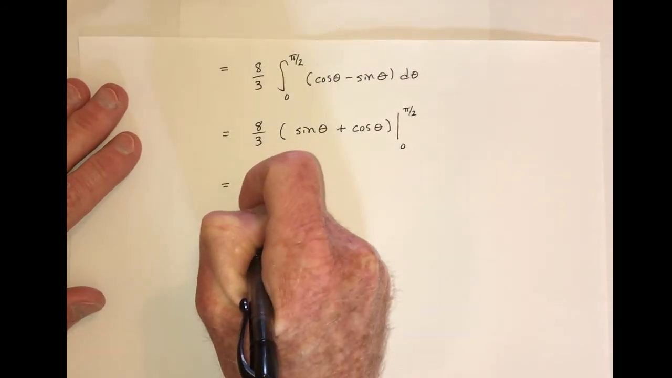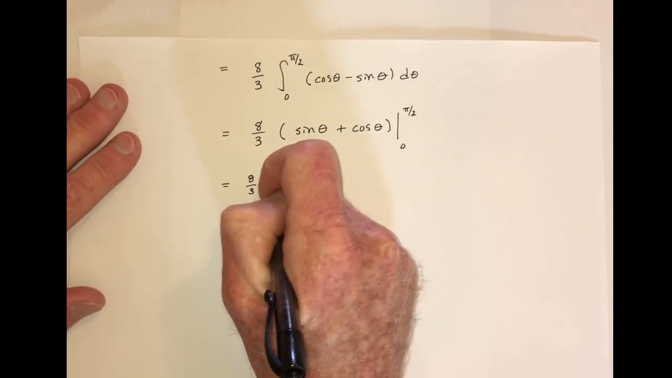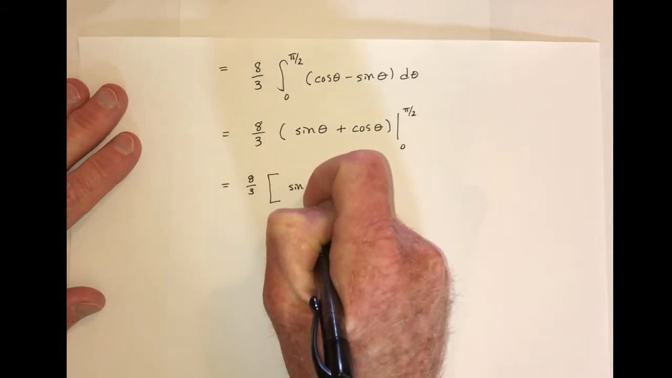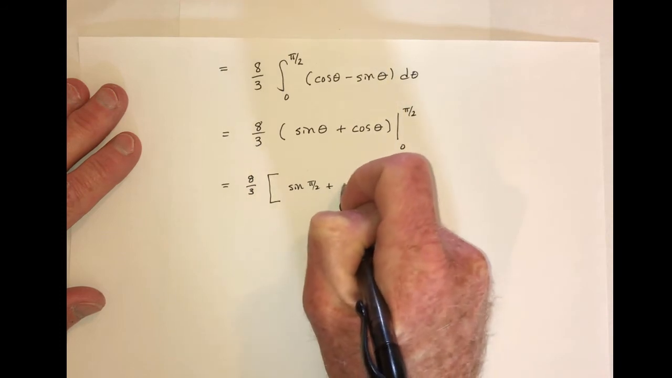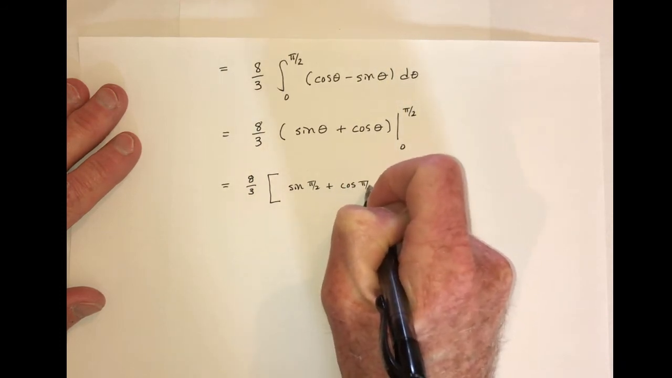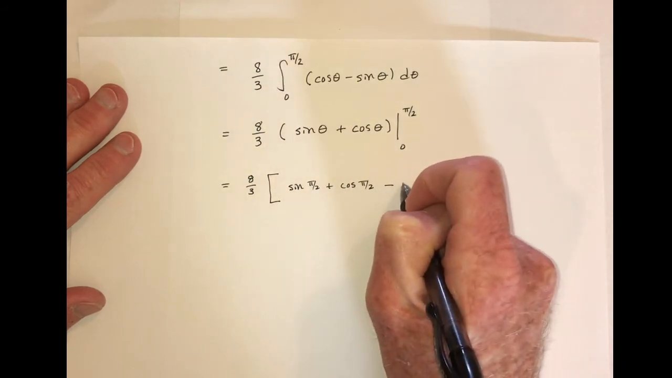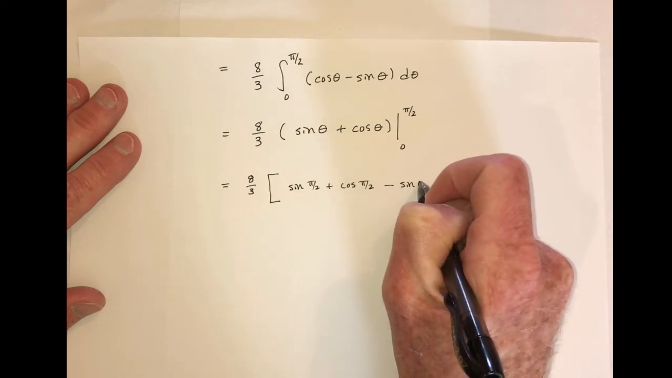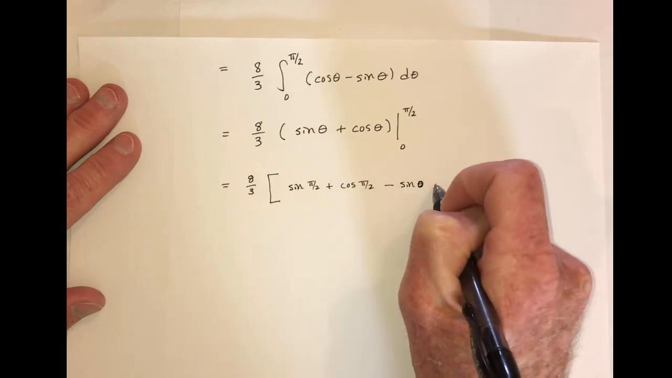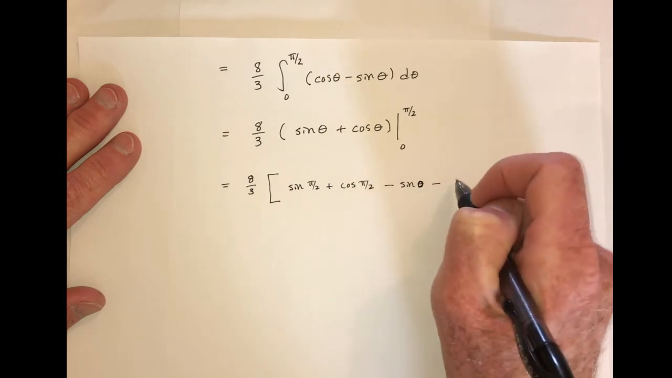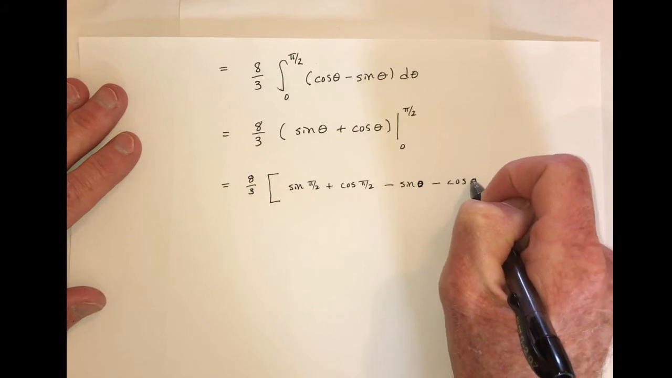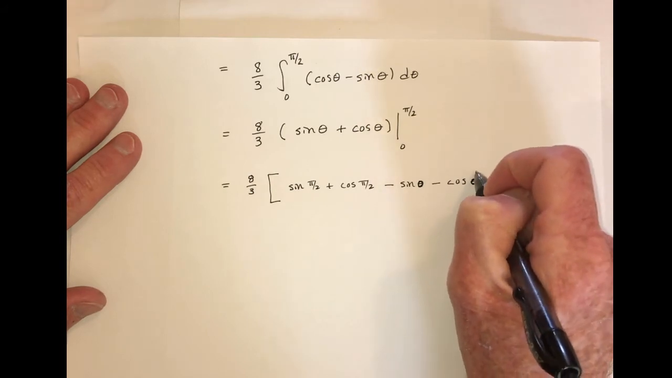So there's 8/3, which is factored out. And then it's going to be sine of pi over 2 plus cosine of pi over 2. Minus sine of 0, oops, that's a 0. And then if you distribute the minus, minus cosine of 0. I keep writing thetas instead of 0.